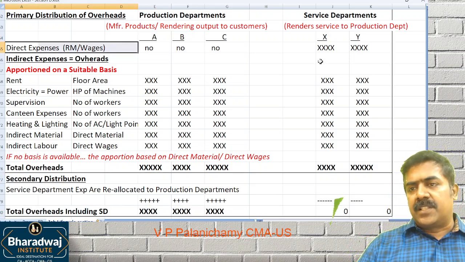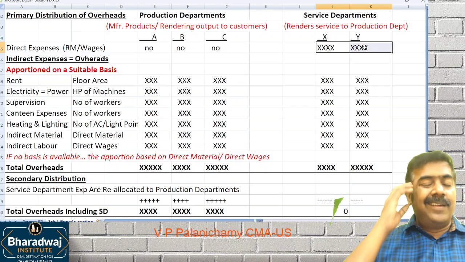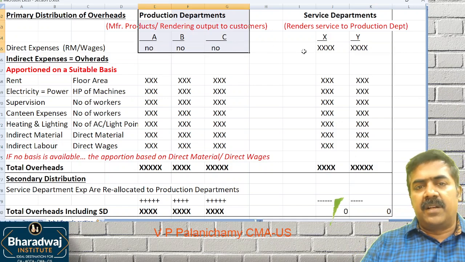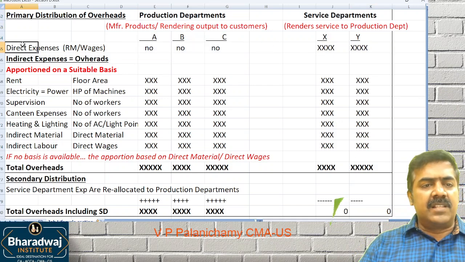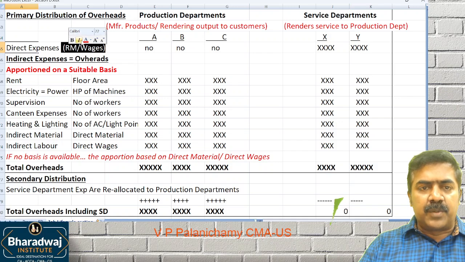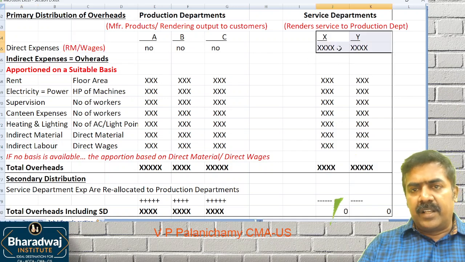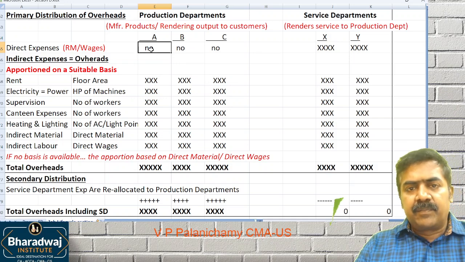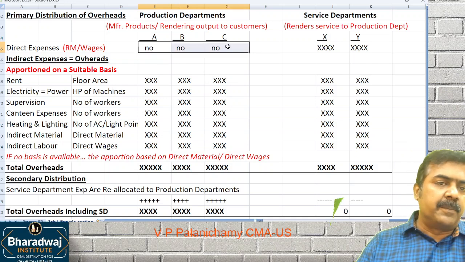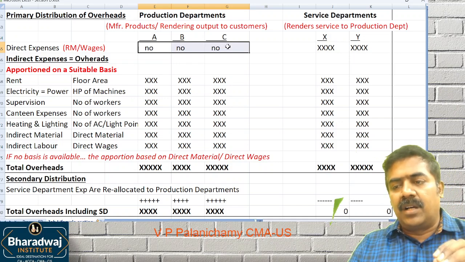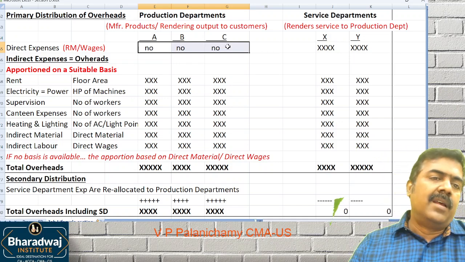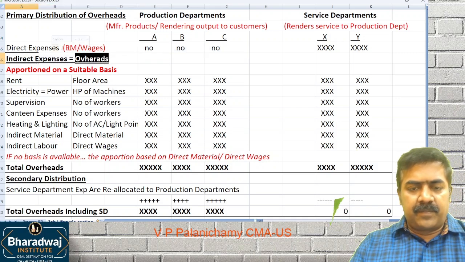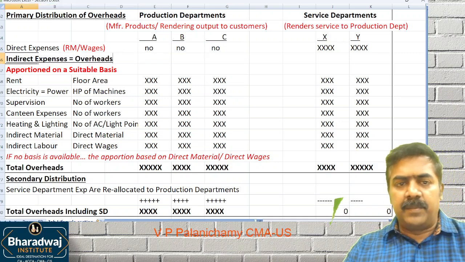So how to deal with overheads? Take direct expenses of the service department. Direct expenses of the service department is an indirect cost to the production department. What are direct expenses? If any raw material or wages are consumed in the service department, that becomes an indirect expense for the production department. Why are we not taking it for the production department? Because we are not dealing in total cost. As of now, we are dealing with overheads only.